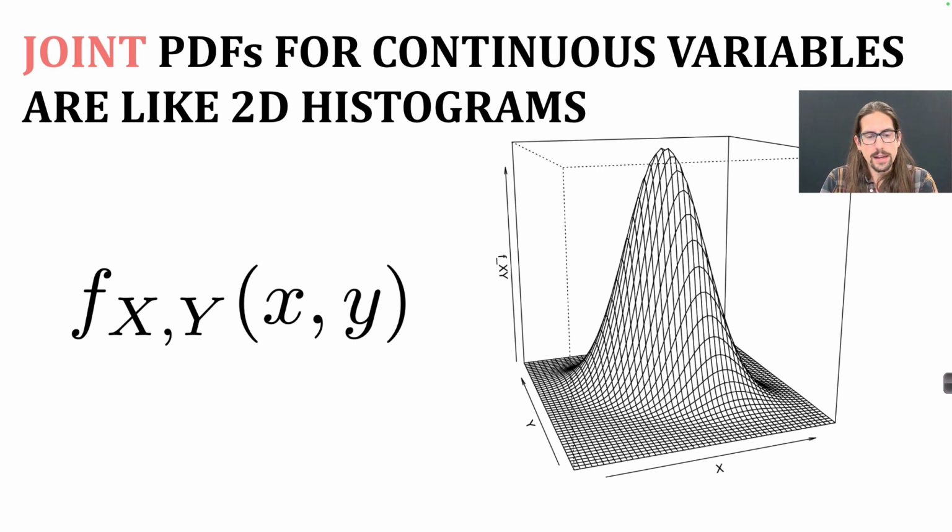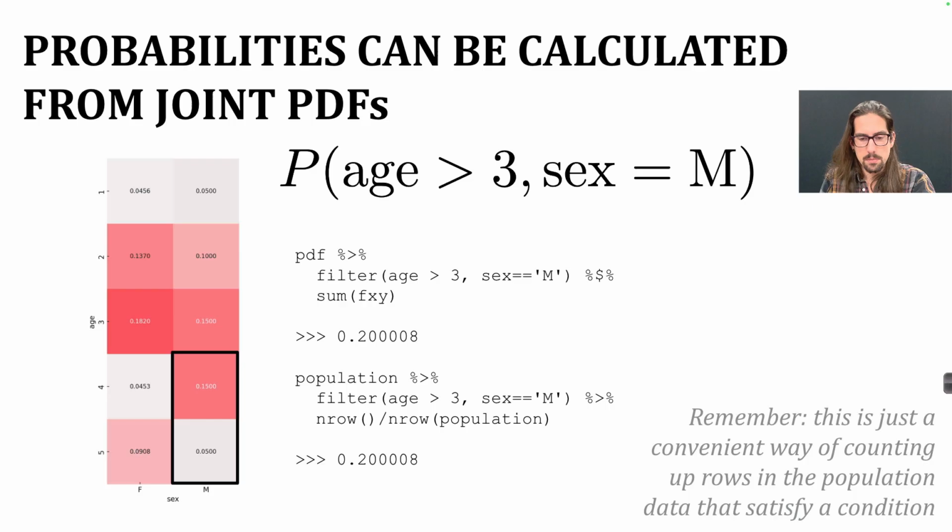So for a continuous random variable, you can think of this as like a 2D histogram where for any region in the XY space, if you count how high this thing is, that's kind of like the total count of people in that area.